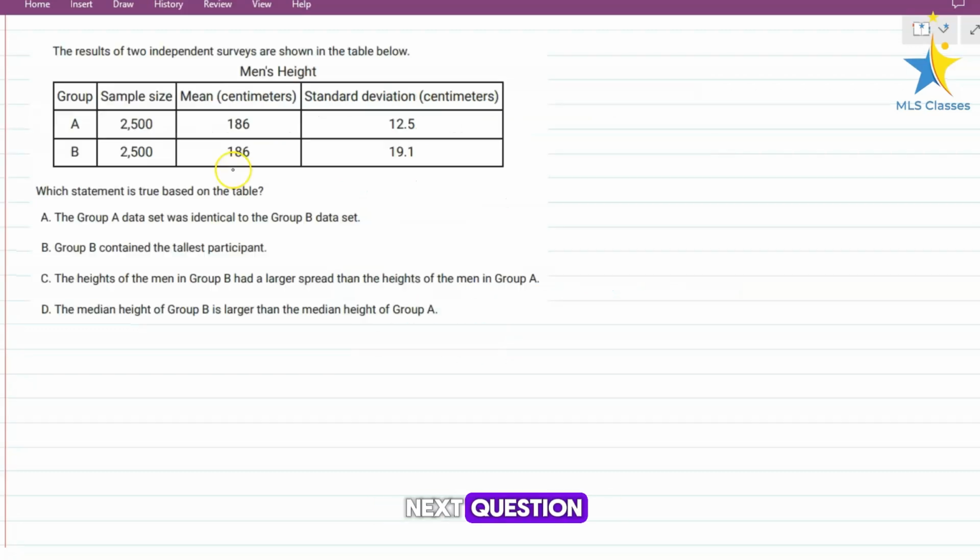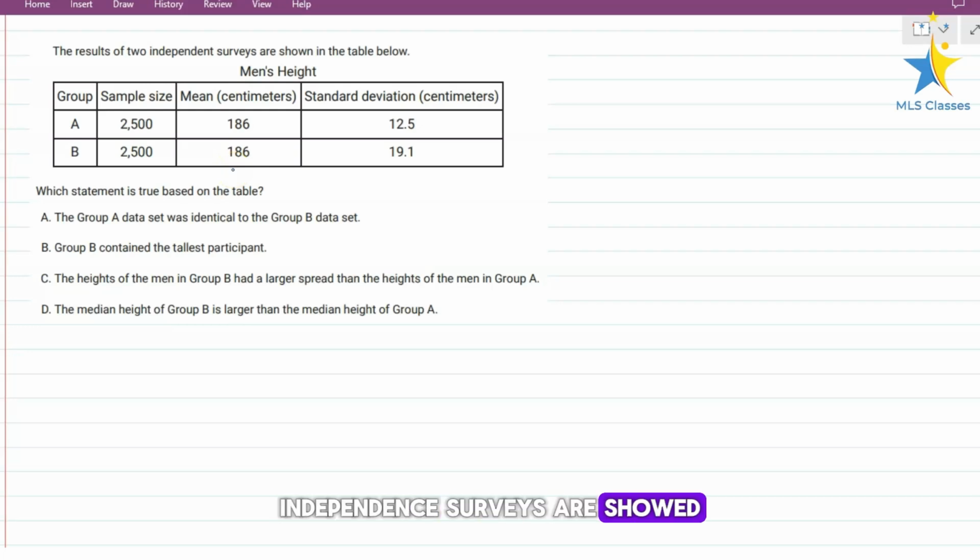Moving to next question. This says the results of two independent surveys are shown in the table below: men's height, group, sample size, mean and standard deviation. Two groups are given, A and B. What we can do here, we know that standard deviation is a measure of spread. So the data sets with larger standard deviation tend to have larger spread.